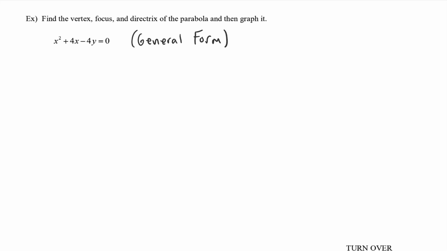We don't have anything factored. But we want things to be factored. So we're going to have to complete the square here. This is not the first time we've done this. So let's group everything up.